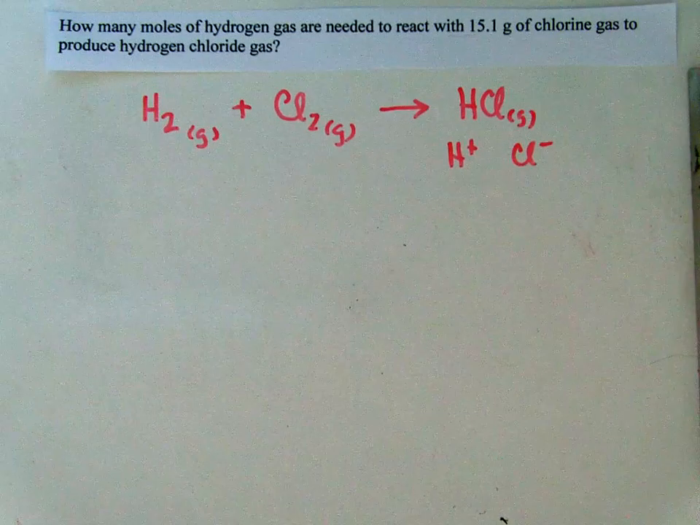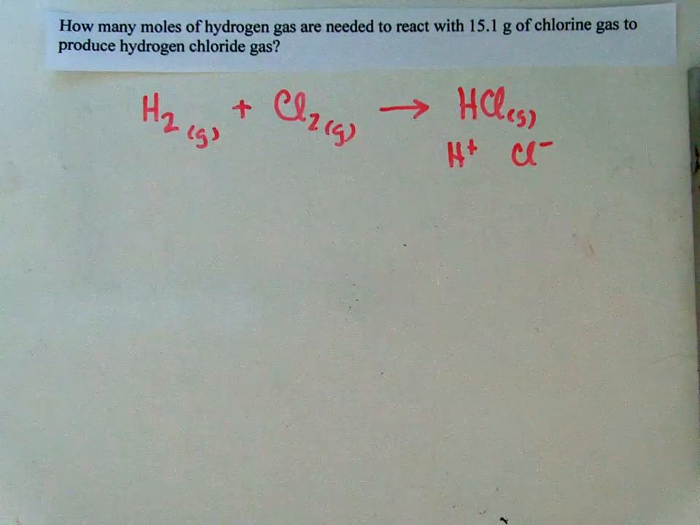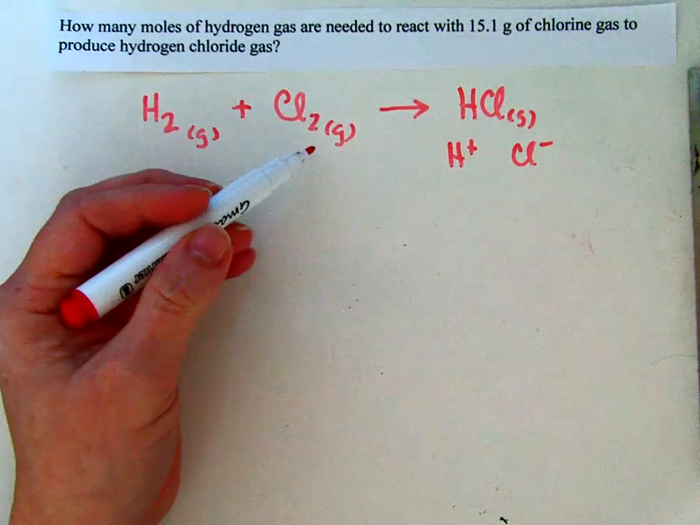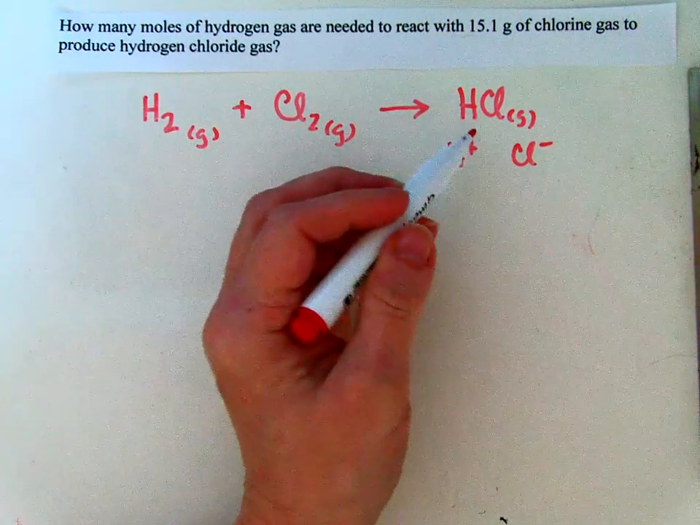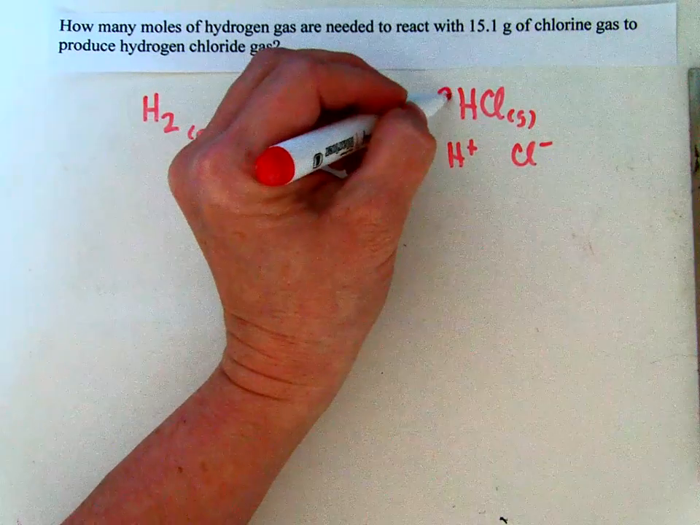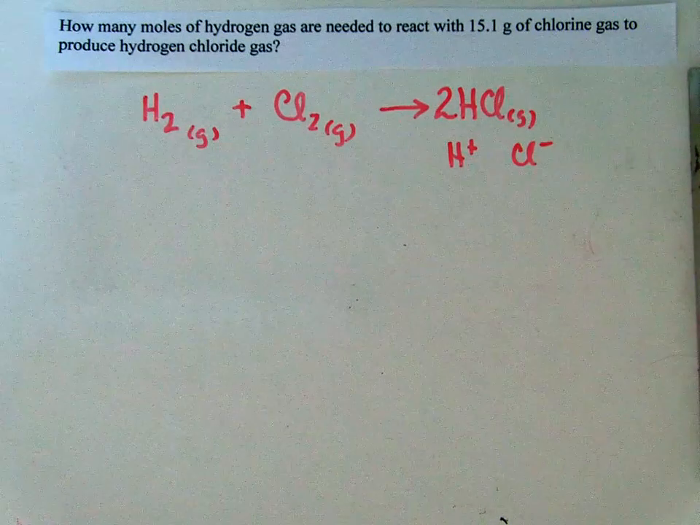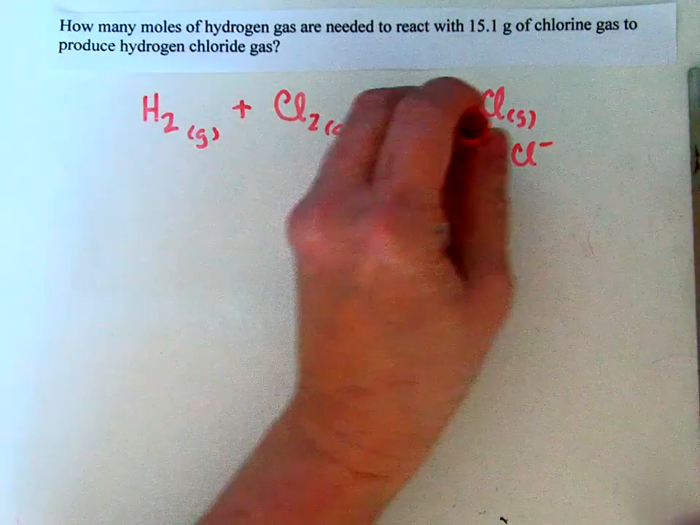Now that we've converted the words into formulas, we have to make sure it's balanced. We have 2 hydrogens here, 2 chlorines here, but only one of each on the product side, so we're just going to put a 2. And that will give us 2 hydrogens and 2 chlorines, and our chemical equation is now balanced.